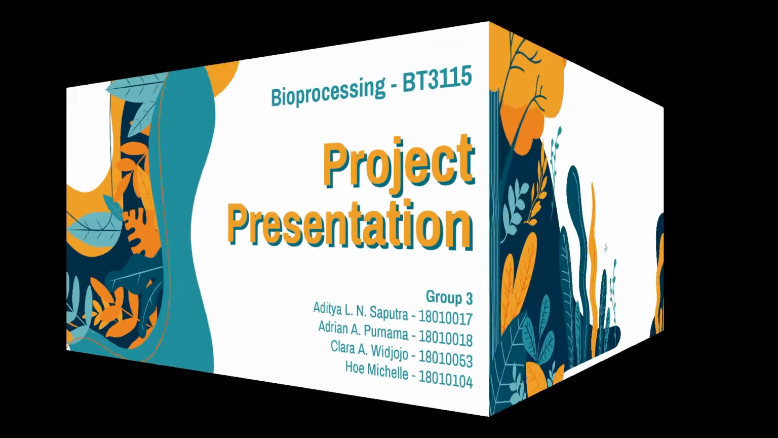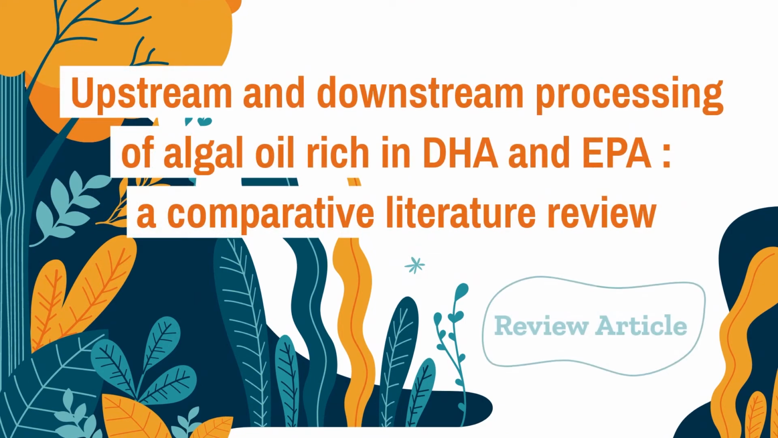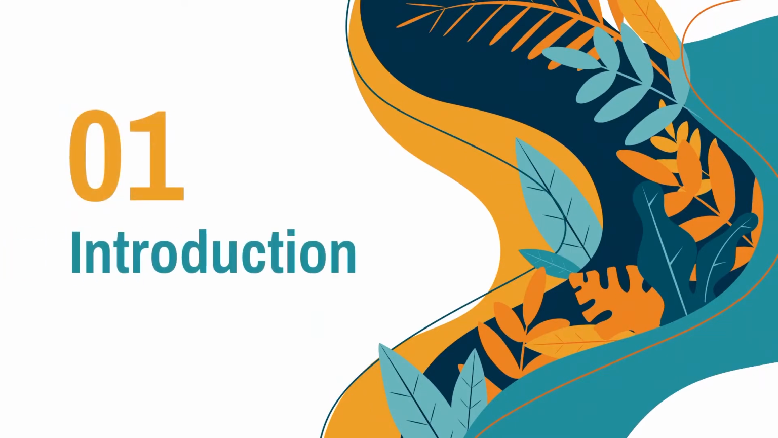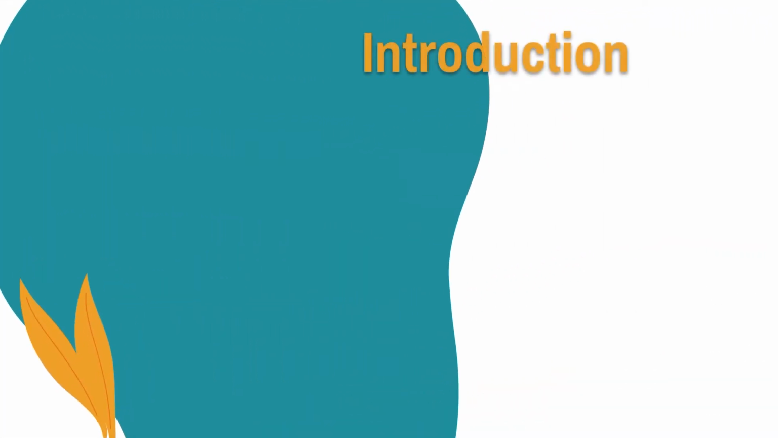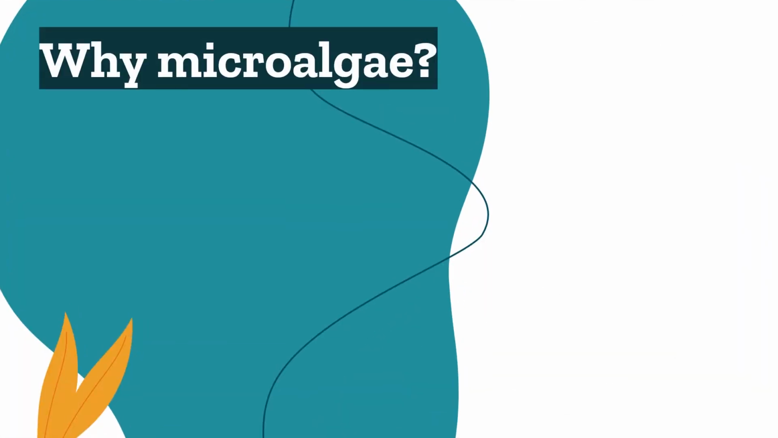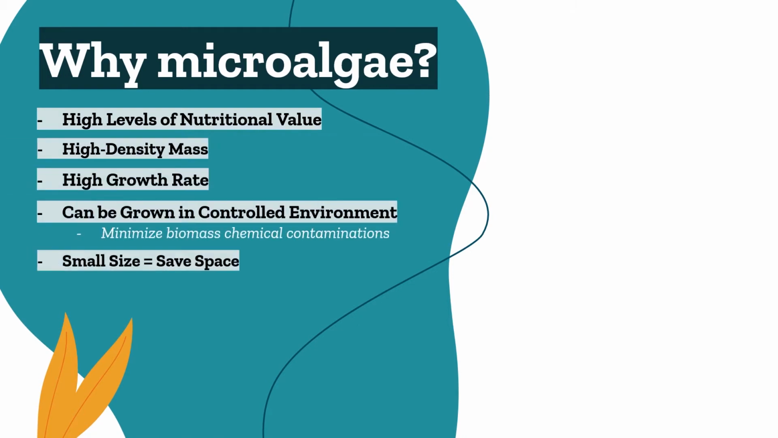In this video, we will be talking about upstream and downstream processing of algal oil rich in DHA and EPA. Let's start with a little background information. Omega-3 fatty acids, specifically DHA and EPA, are known to play numerous roles in maintaining human health. Here, we choose microalgae due to its many advantages.